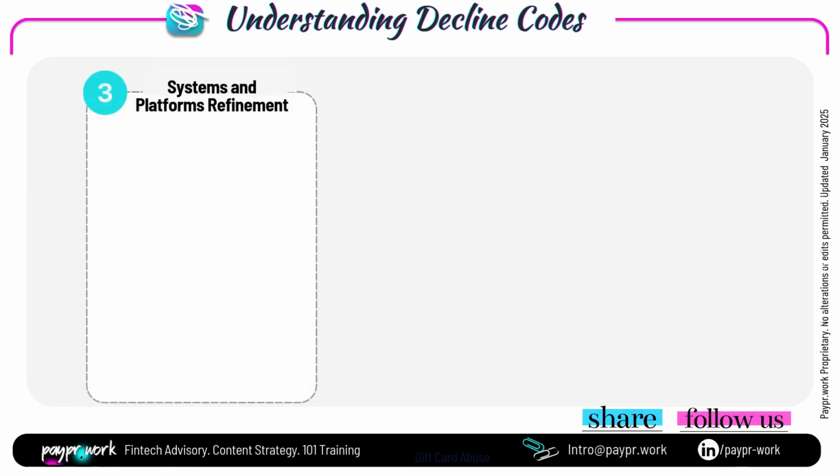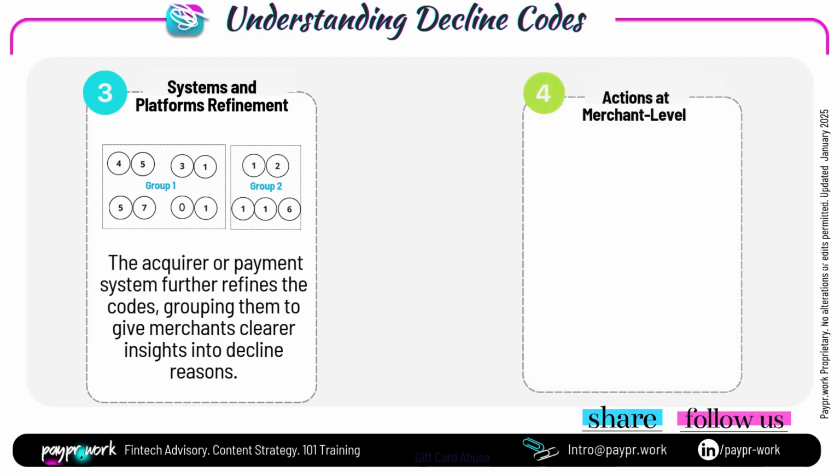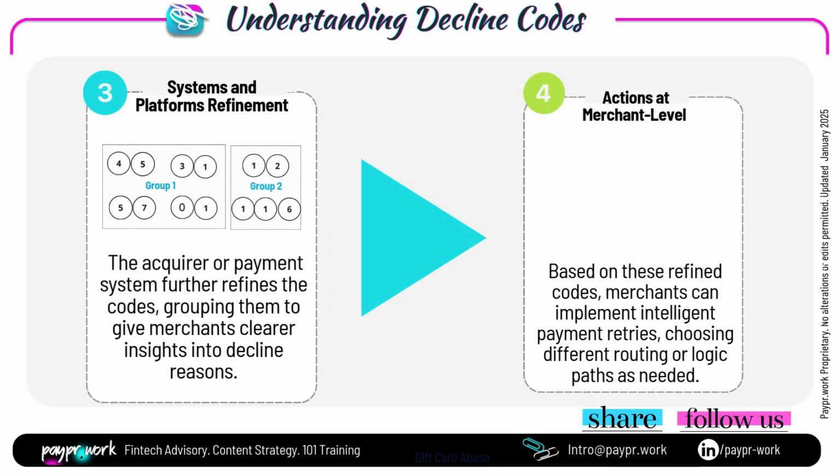The code then reaches the payment processor or acquirer, the provider enabling the merchant to accept card payments. They may regroup or translate these codes to make them easier for merchants to work with. At the merchant level, the code helps determine the next step. Soft declines might trigger a retry, a different route, or a request for another card.